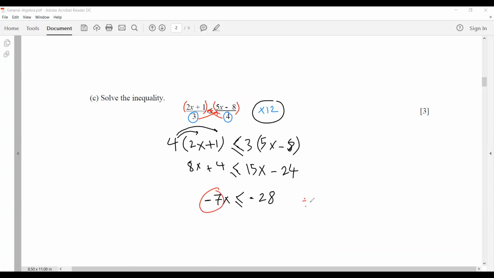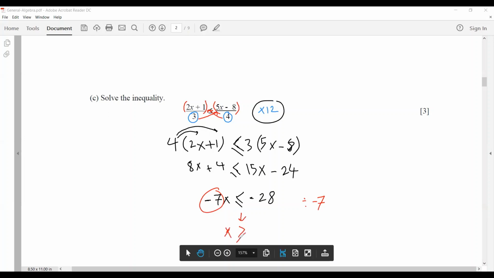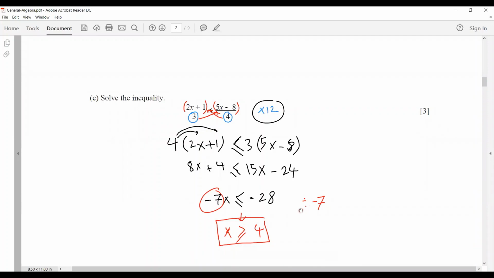So you divide everything on both sides by negative 7. When you do that, you have to be careful because you have to flip this sign. So x becomes greater than or equal. Negative 28 divided by negative 7 is positive 4. So the final answer is this. The common mistake students make is right here. They forget that whenever you're multiplying or dividing by a negative number, just make sure you flip this sign.